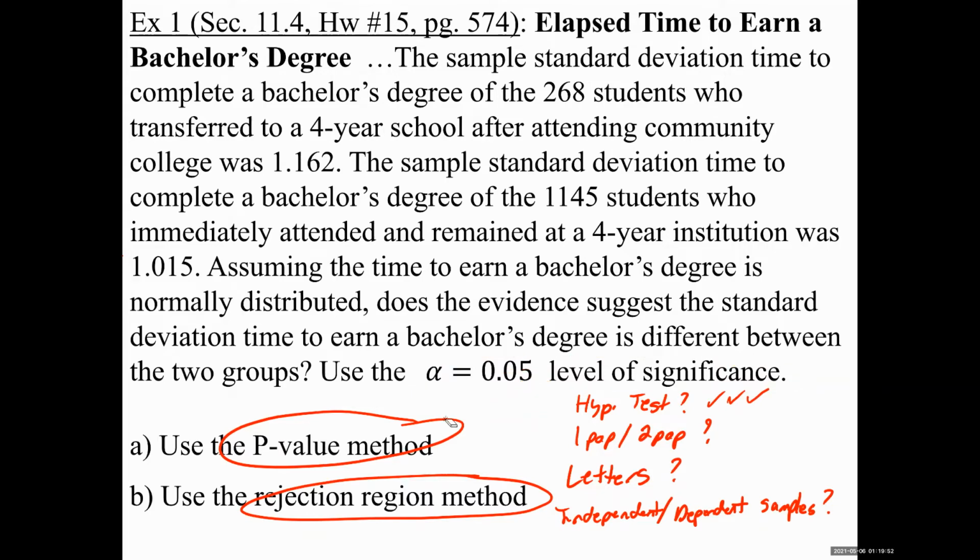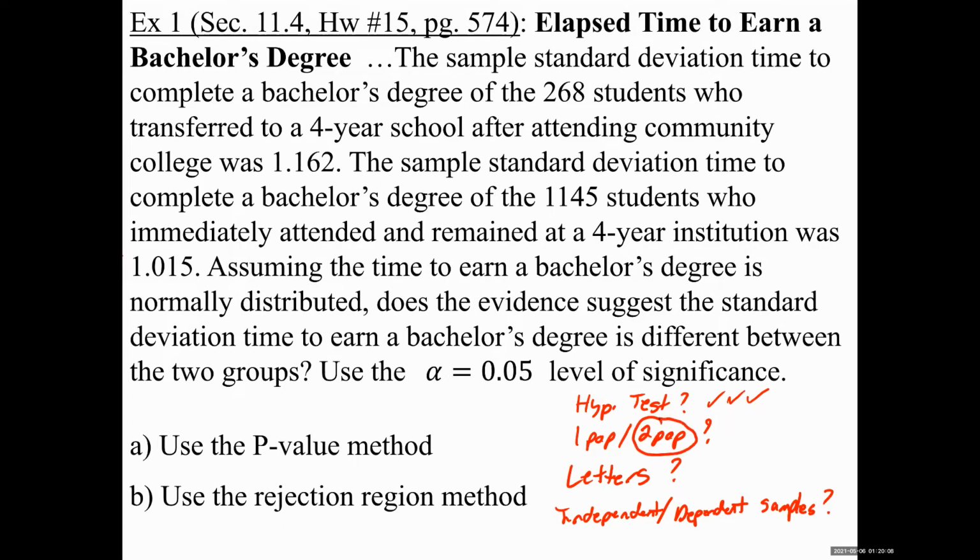The next question is, is it a one population problem or a two population problem? Well, in this problem, we're studying two different groups. We're comparing two groups. Students that went to community college before they got their bachelor's and students who didn't go to community college. So this is a two population problem.